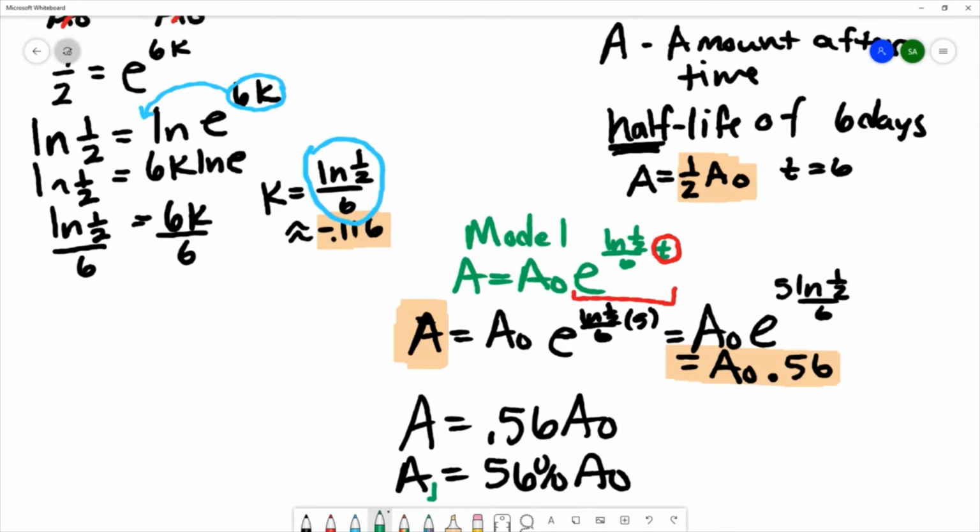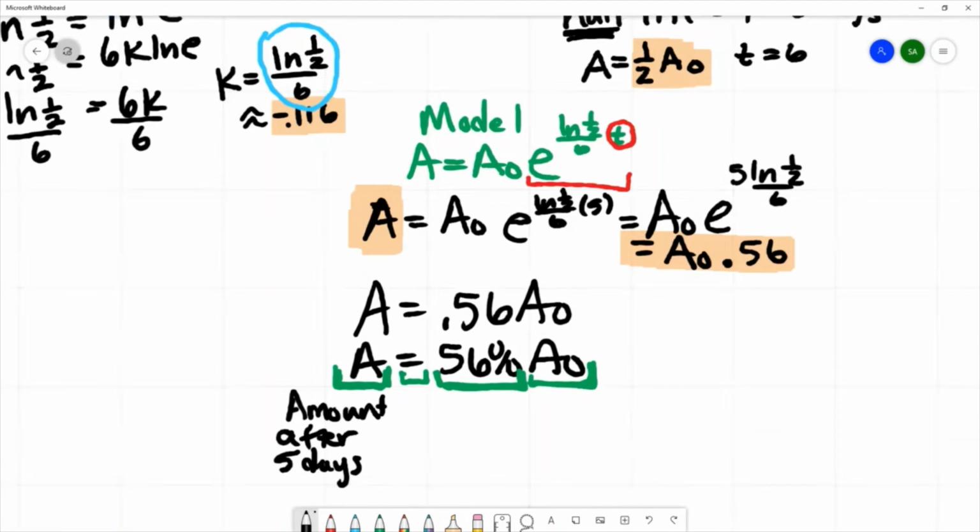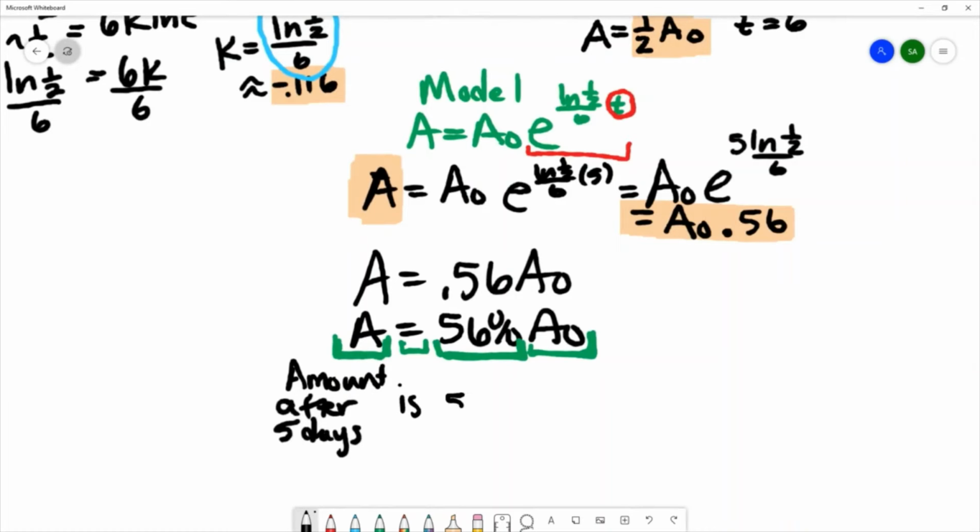So the amount that we have after 5 days is 56% of the initial amount. So the amount after 5 days is 56% of the initial amount. And that is what the question asked for, the percentage of the original amount that is remaining after 5 days.